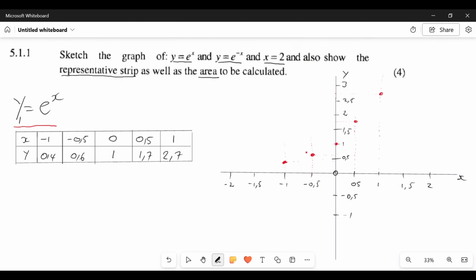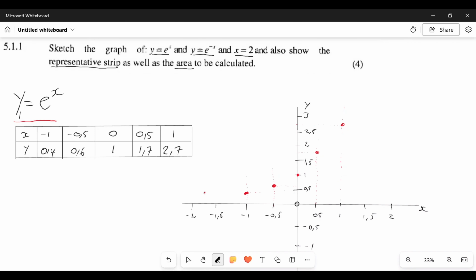Here we go. All right, guys, as you can see, I've created more space. So let's continue. Let's connect the dots. There we go. So here is our graph for this one here.